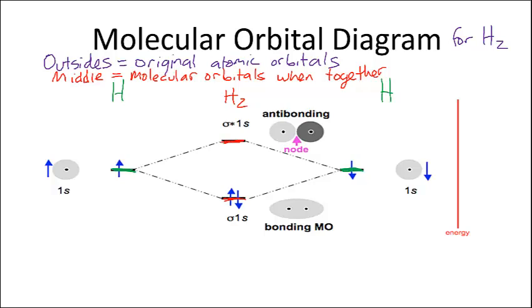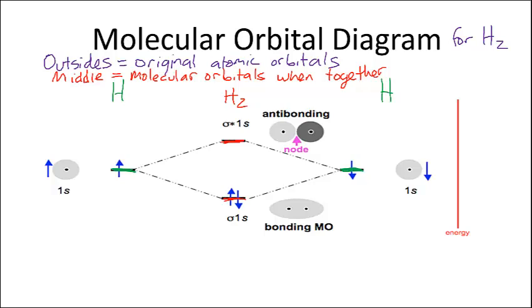Where did the two electrons in H2 go? Into the bonding orbital. So I have two electrons in the bonding orbital. I have none in the antibonding orbital. That's what makes a bond. So when you see a diagram like this, the key is look for how many electrons go into bonding orbitals and look for how many go into antibonding orbitals.